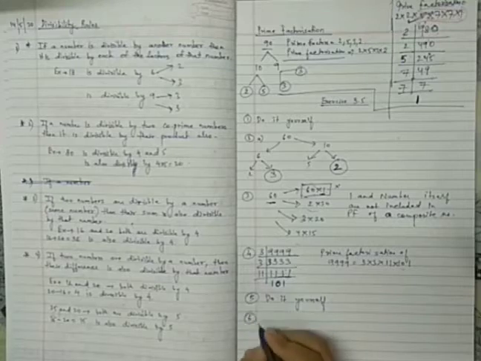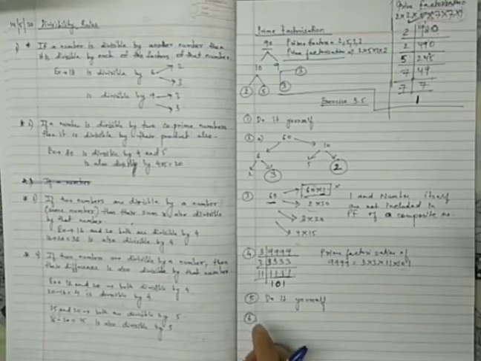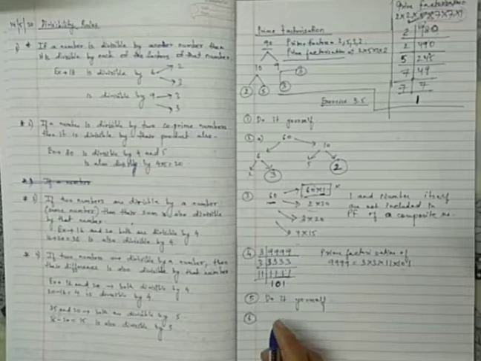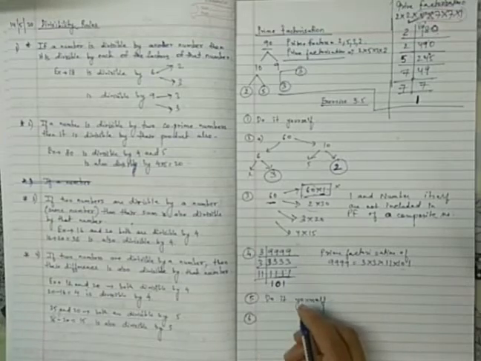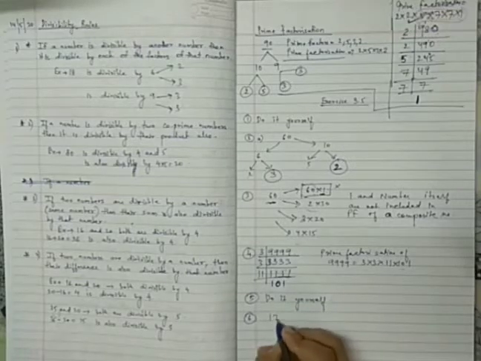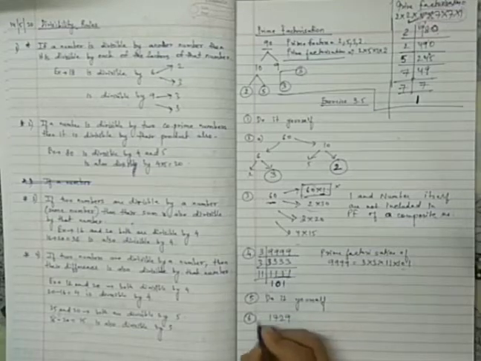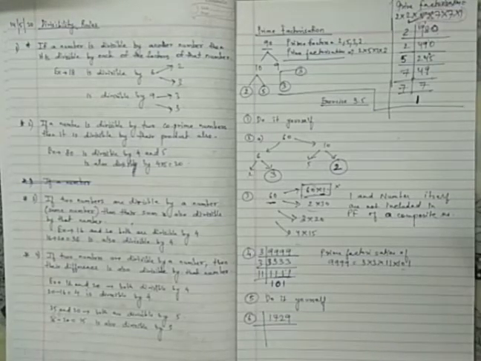Now question number 6. Question number 6 is, find all the prime factors of 1729 and arrange them in ascending order, and state the relation between any two consecutive prime numbers. Okay, so you have to find the prime factors of this number and find the relation between the prime numbers. Now let us find the prime factors of this number.